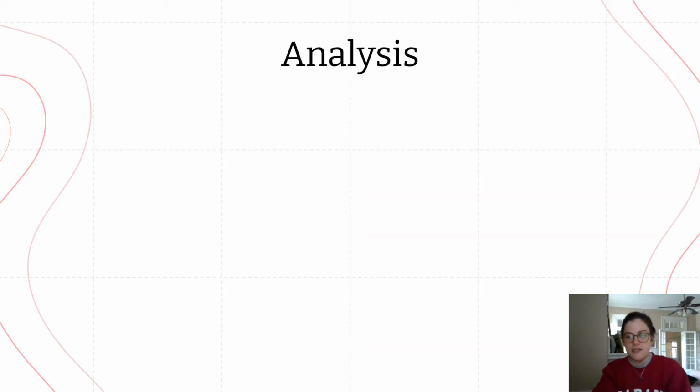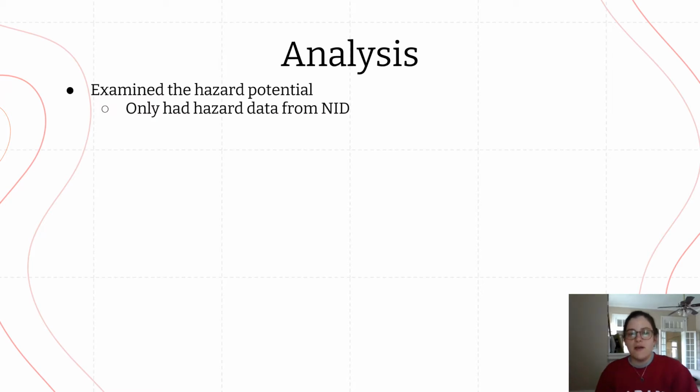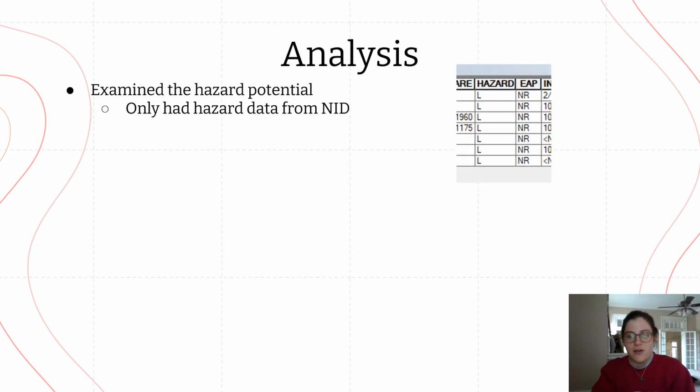Okay, so for my analysis, I started by examining the hazard potential of the dams. I found that only the NID data actually had hazard potential data. And I found that all of the dams listed in the NID data were considered to be low hazard potentials.